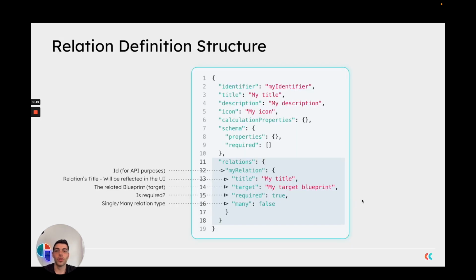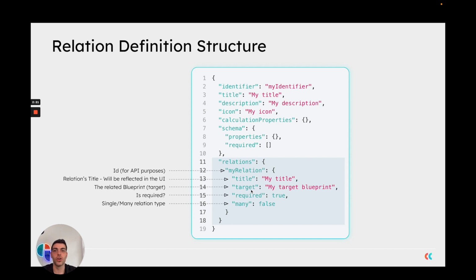Now let's look at the relation definition structure. The relations object is part of the blueprint definition structure, which we explored previously. A single relation is defined by an ID, which is used to distinctly identify that relation and used for API and programmatic access. We have the relation title, which is used as a human readable title that will appear in Port's UI. We have the target blueprint, which is the actual target blueprint in our relation.